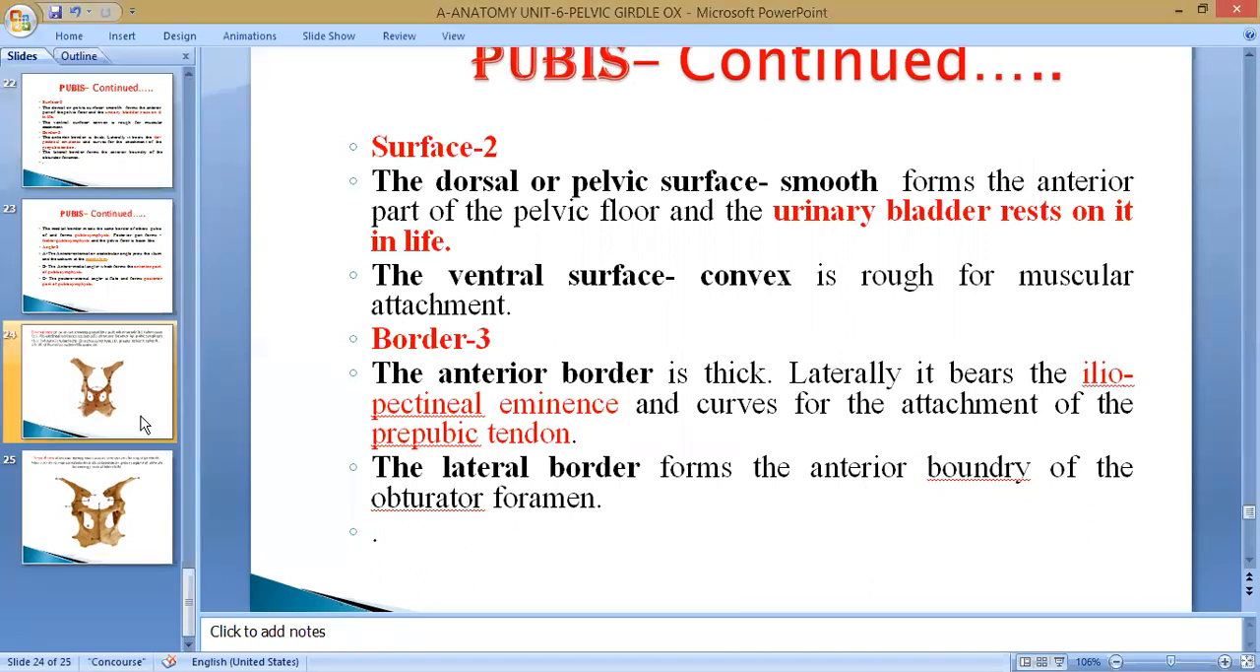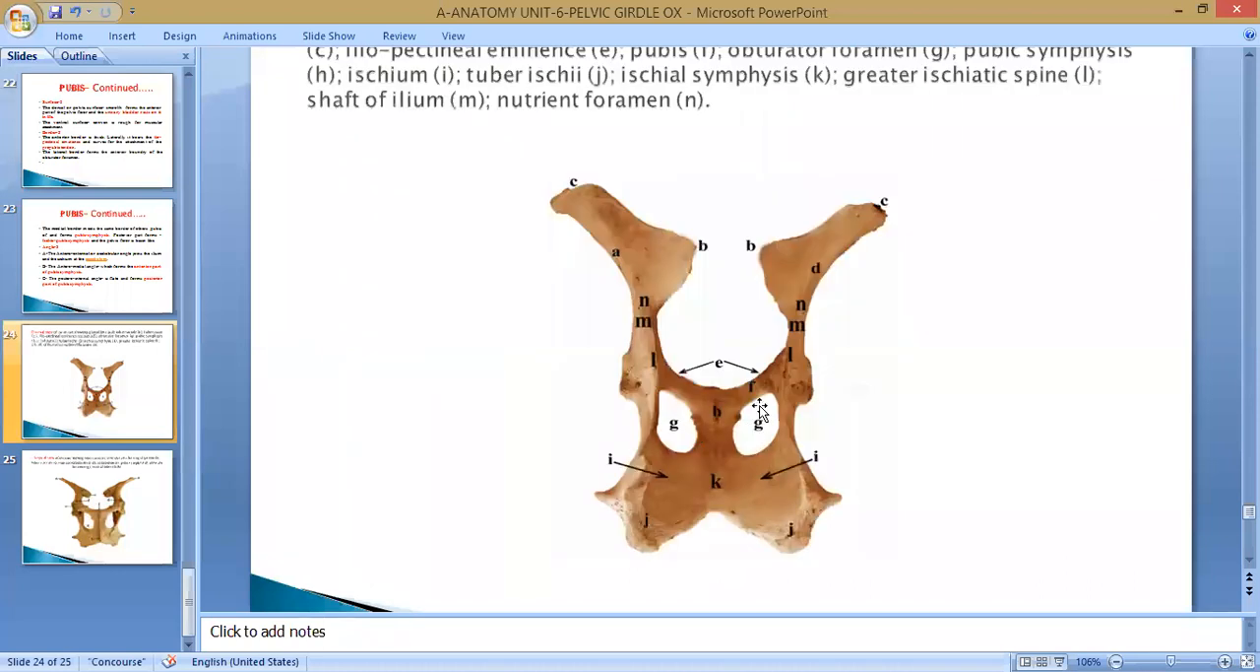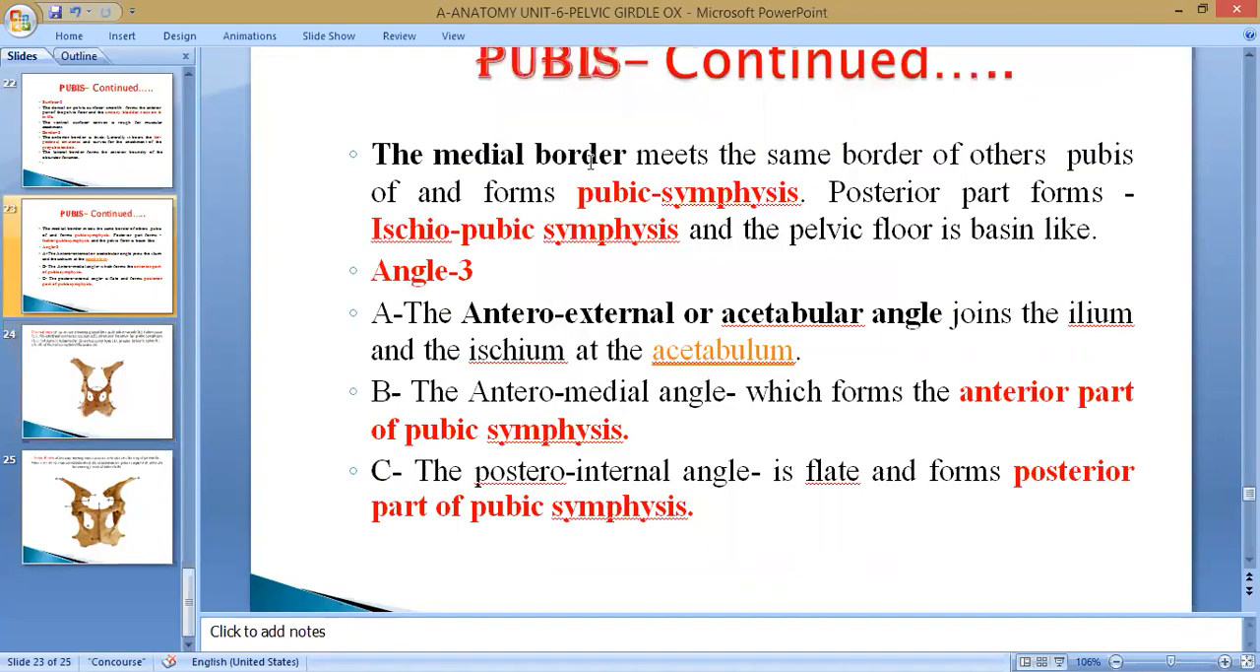So you see, this is the lateral border. The lateral border forms the anterior boundary of the obturator foramen, but the posterior part of this obturator foramen is formed by the anterior border of the ischium bone. And the medial border we have already seen. The two bones come in contact and form a symphysis. This is known as the pubic symphysis, and posteriorly it is known as the ischial symphysis. As a whole it is known as the ischio-pubic symphysis.